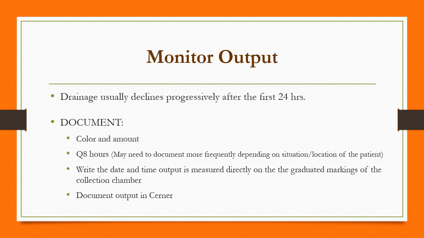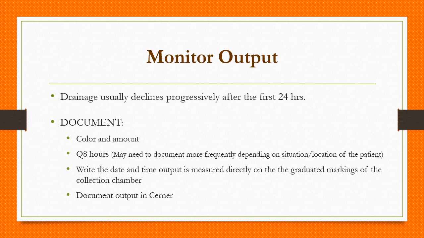Chest tubes placed for the treatment of a hemothorax or empyema should collect fluid in the collection chambers. Drainage usually declines progressively after the first 24 hours. If this fails to occur, notify your physician. Note and document the color and amount of chest tube drainage hourly if necessary.